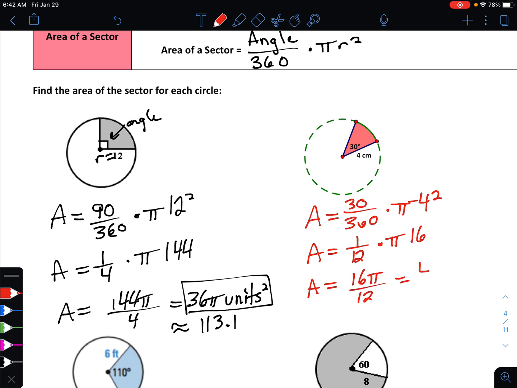So 16 and 12 are both divisible by 4. This becomes 4 pi over 3. And then we include our units, which were centimeters. And remember, now they are centimeters squared. Once again, if you want to find a decimal approximation, it ends up being about 4.2 centimeters squared when you type that into a calculator.